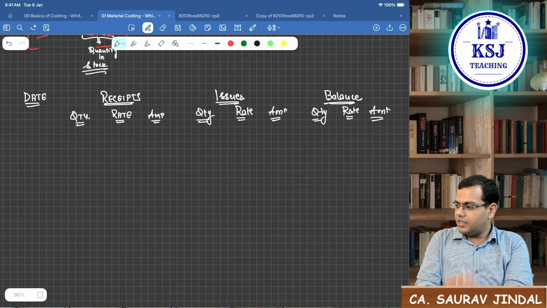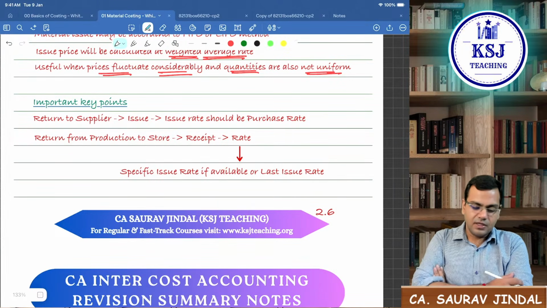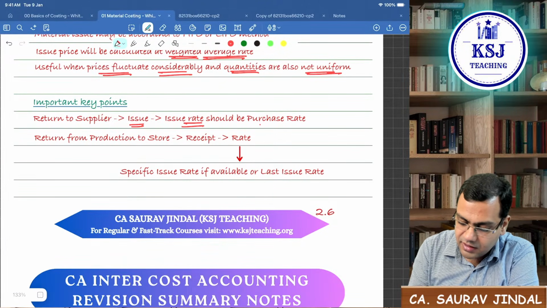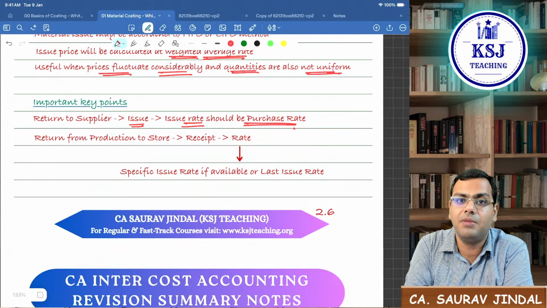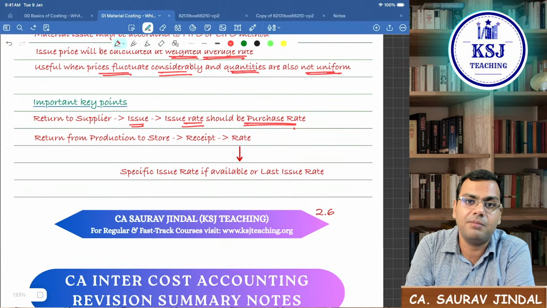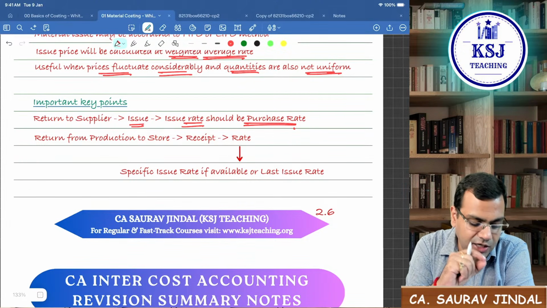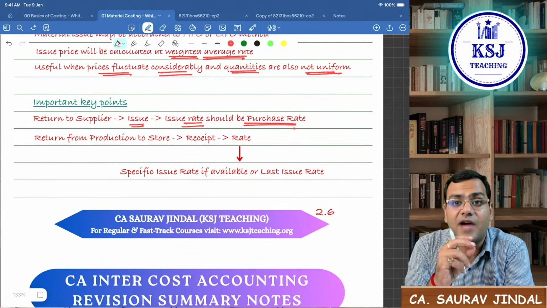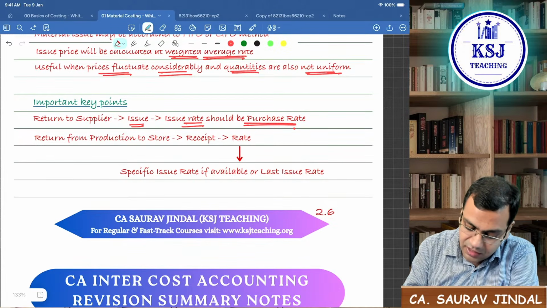Now, clear? Some few important points. If an item is returned to the supplier, then the issue will be at the rate at which it was purchased; the weighted average rate or FIFO-LIFO rate will not be applicable. If you purchased 100 units from the supplier, and 10 of those units were defective, you are returning those 10 units to the supplier. The valuation of those 10 units is to be done at the purchase rate, not at the weighted average or LIFO-FIFO rate.